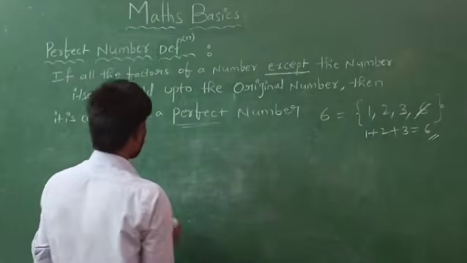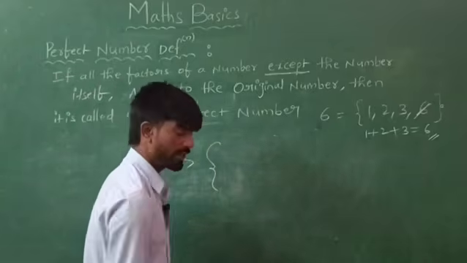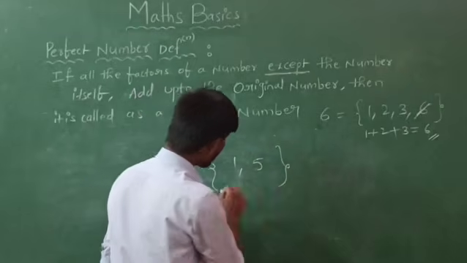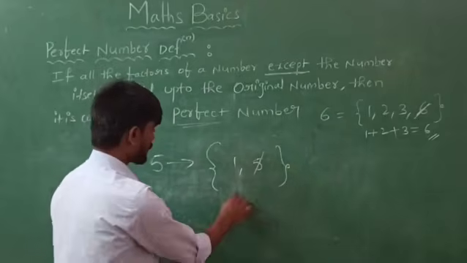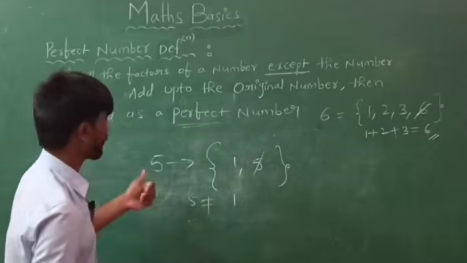Suppose 5, is it a perfect number or not? What are the factors of 5? 1, 5. What is except I am taking? The rest is 1, and 5 does not equal 1. This is not a perfect number.